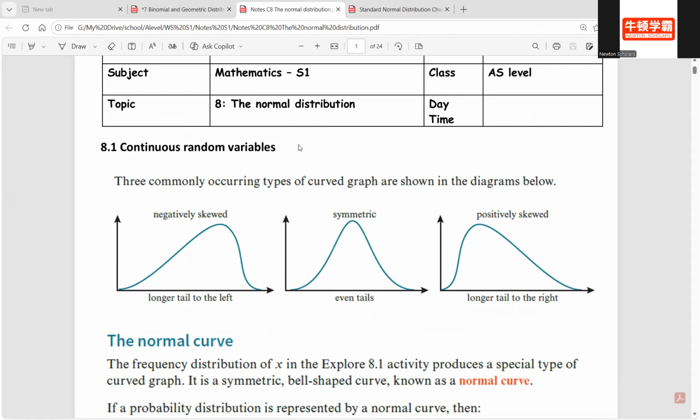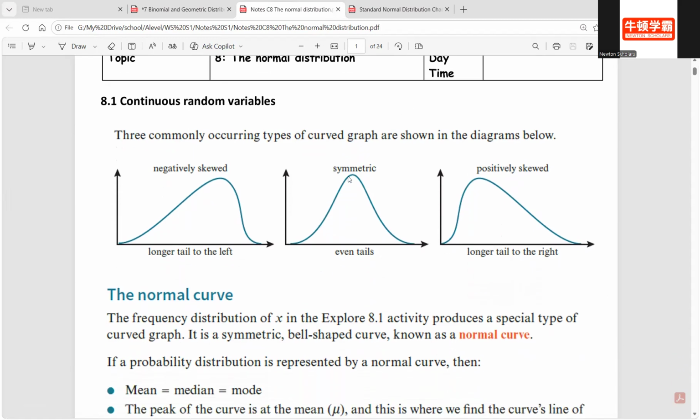For example, mass. Mass can be like 60.1, or 60.3, something like that. It can be length also, whatever data is continuous. So normal is used for continuous random data.